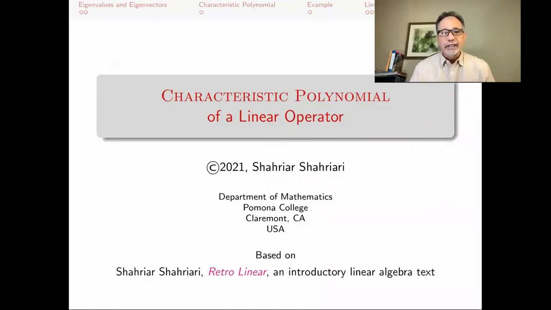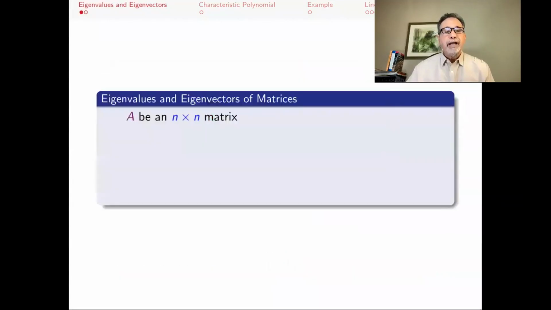The subject of this lecture is the characteristic polynomial of a linear operator, of a linear transformation. We'll get started by reminding you of what eigenvalues and eigenvectors of matrices are. Let A be some n by n matrix, a square matrix.